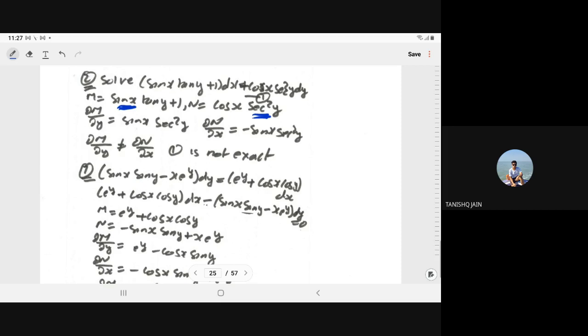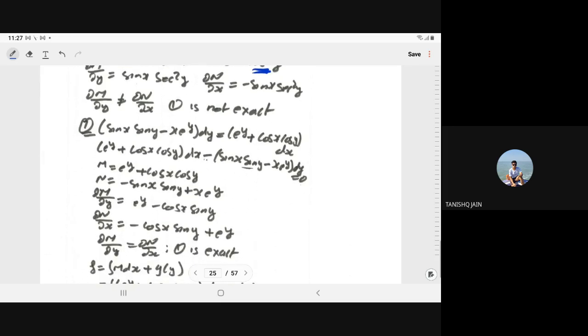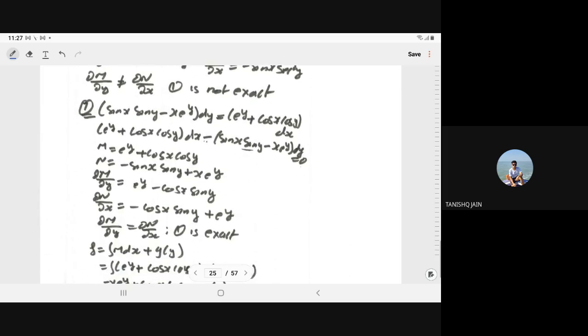So are sin x sec² y and minus sin x sec² y equal? They are not equal. So here ∂M/∂y is not equal to ∂N/∂x. It implies that the first is not an exact equation, so we cannot proceed in this way. Right? For this question, we cannot proceed in this way. So let us have the seventh question.